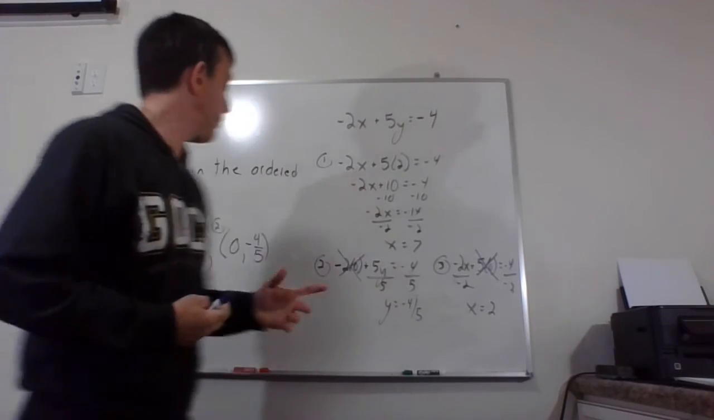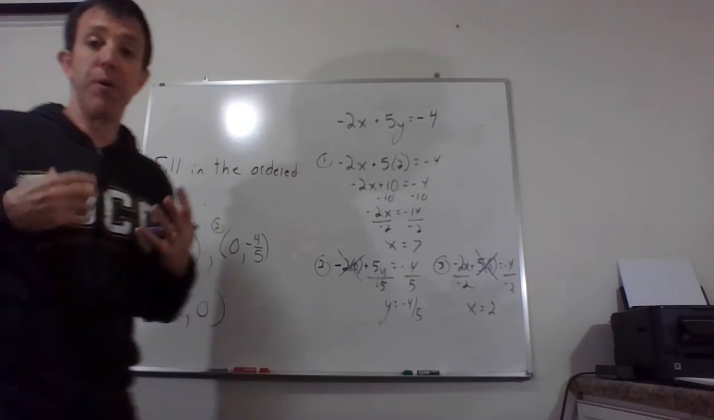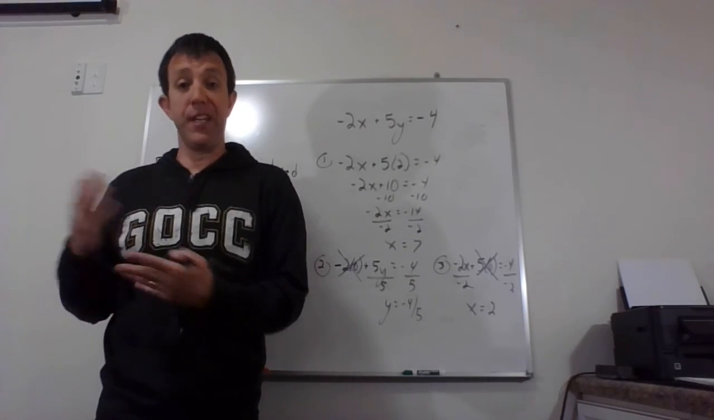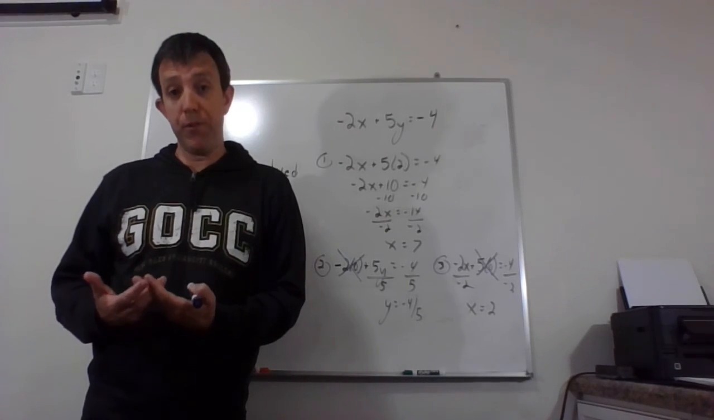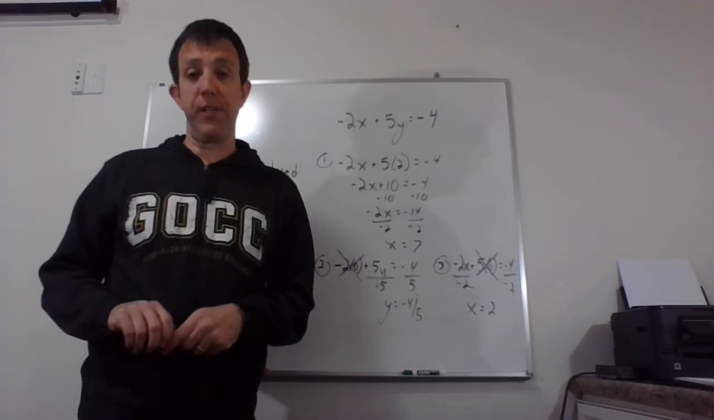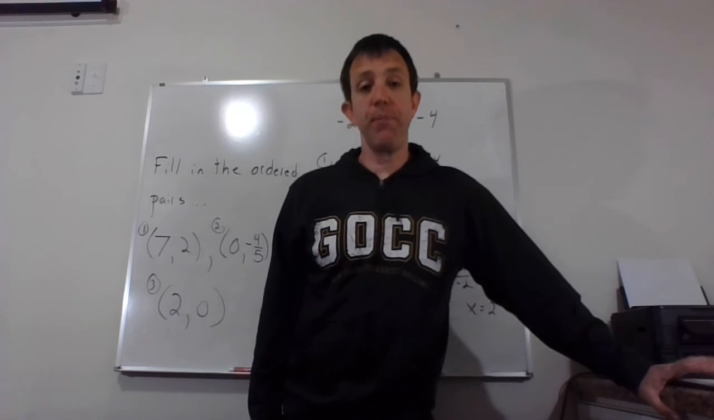You're going to be given ordered pairs where you only have half of it, either x or y. You're going to plug in that number that you do have and find the missing piece that goes with it. And so that's section 3.2.